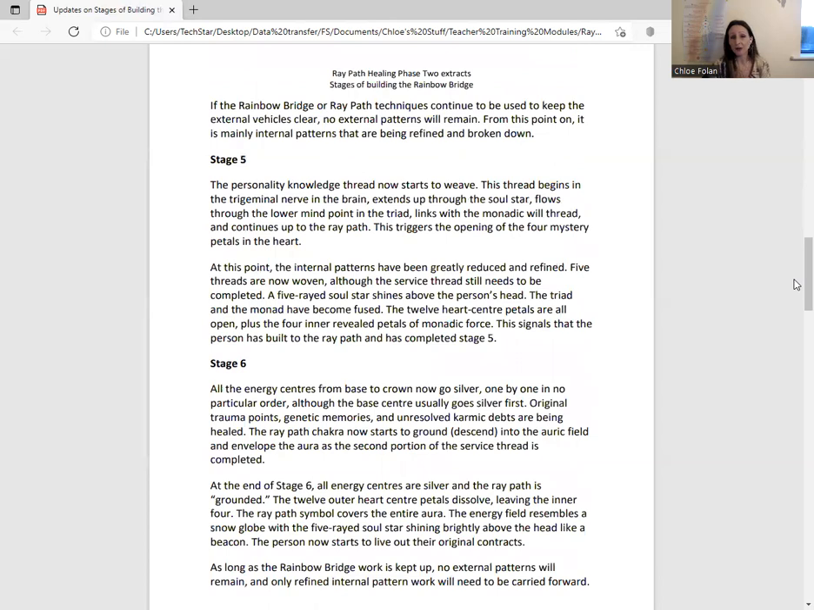Stage 5, this is where things get really interesting and it really picks up. Stage 5, the knowledge thread weaves up from the trigeminal nerve in the brain, up through the central channel, up through the soul star, up to the lower mind point in the triad, up to the will thread point in monad, and continues up to the ray path chakra.